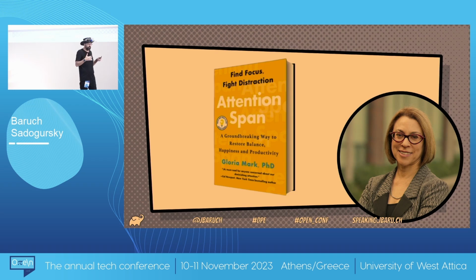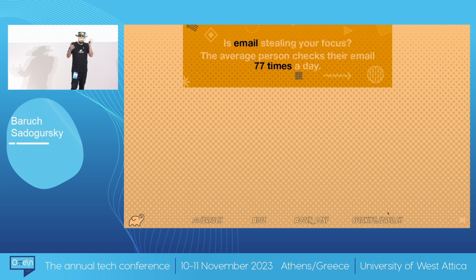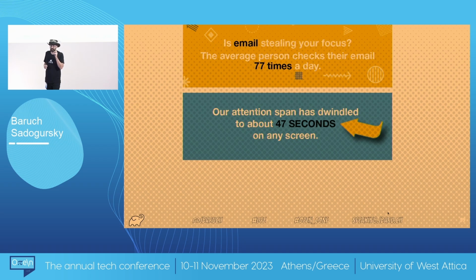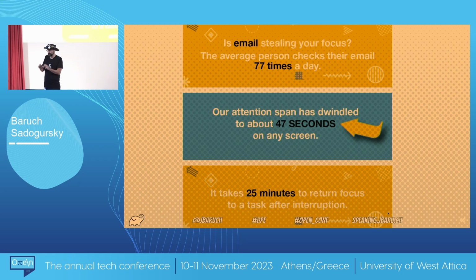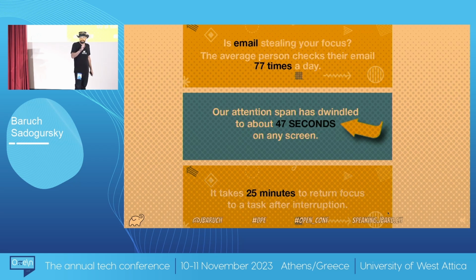Now, a couple of conclusions from Attention Span. The average person checks their email 77 times a day. Our attention span is usually no longer than 47 seconds. Try to write code while checking emails 77 times and concentrating on something for 47 seconds. The most painful finding, for me at least, was that it takes at least 25 minutes to return focus to a task after a disruption. You got distracted from writing code, and it will take you 25 minutes to get back to concentrating on writing code. This is a horrific statistic, really terrible.